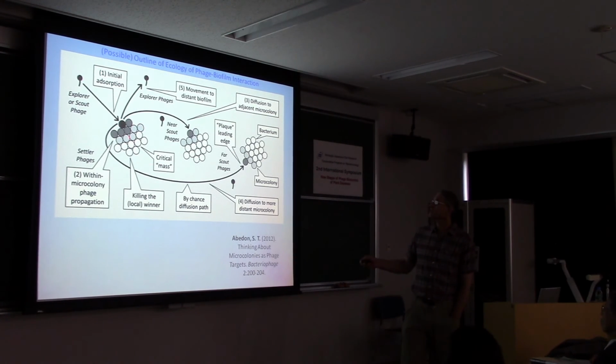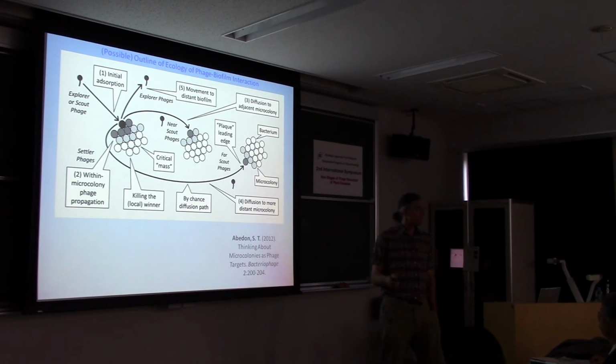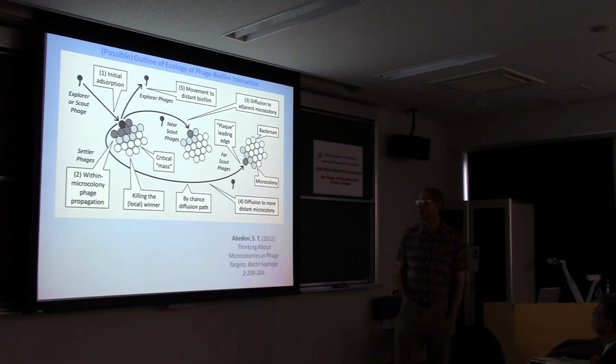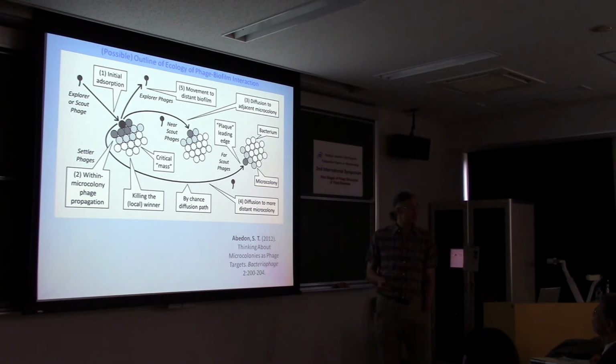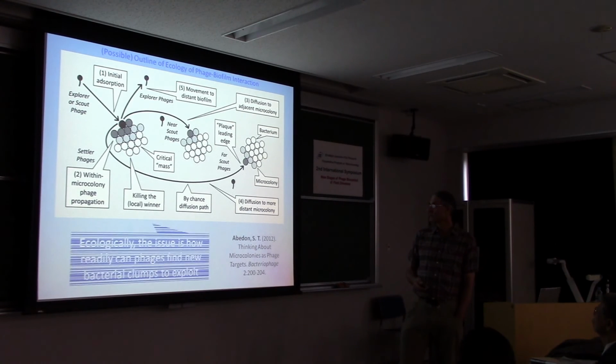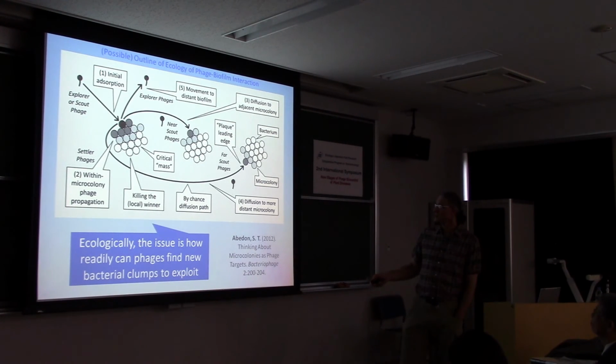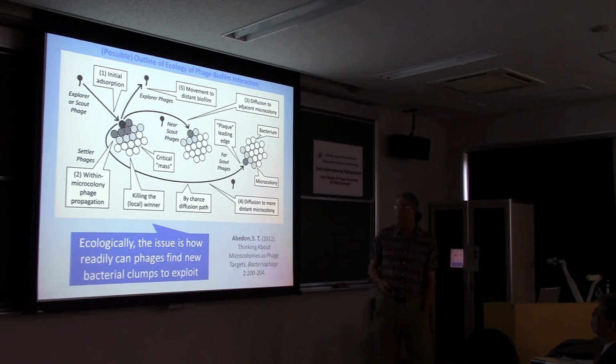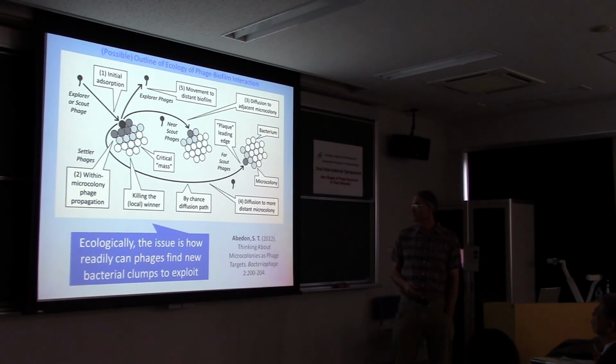And the phage progeny can diffuse out of the biofilms and diffuse away so that they can actually find new biofilms to attack. So a phage is specialized in attacking biofilm bacteria. Its job is to find a biofilm, start infecting, and produce as many phage progeny as it can so that there's some possibility that one of those phages may find another biofilm to attack someday. So ecologically, the issue is how readily can phages find new clumps to exploit.